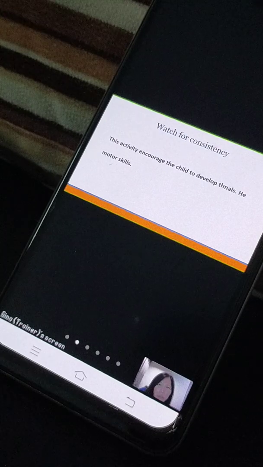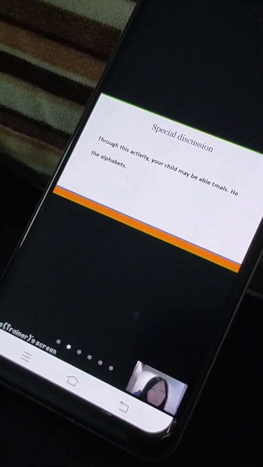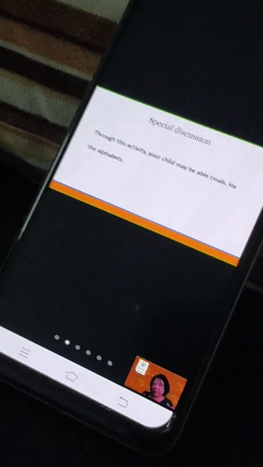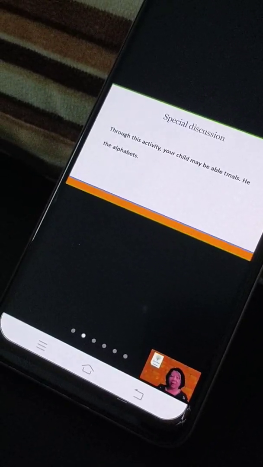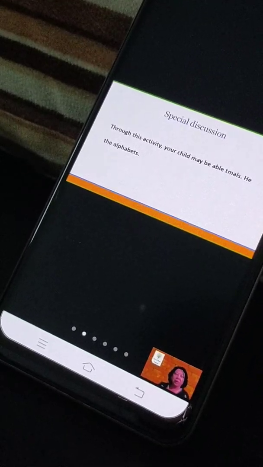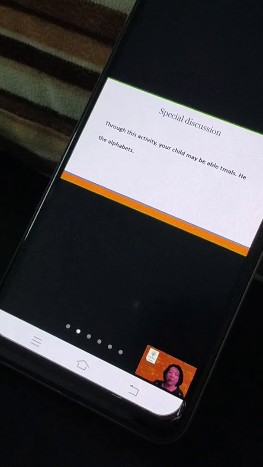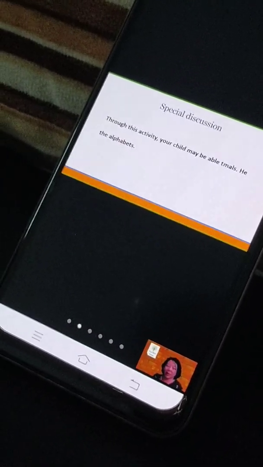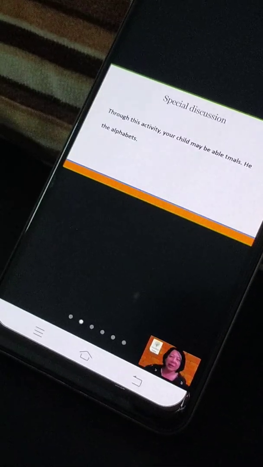Okay, here. This one, last one, last slide. This is a special discussion. There's nothing wrong grammatically with this sentence: "Through this activity, your child may be able to recognize the alphabets." However, I would not recommend you to write this sentence in your captioning.